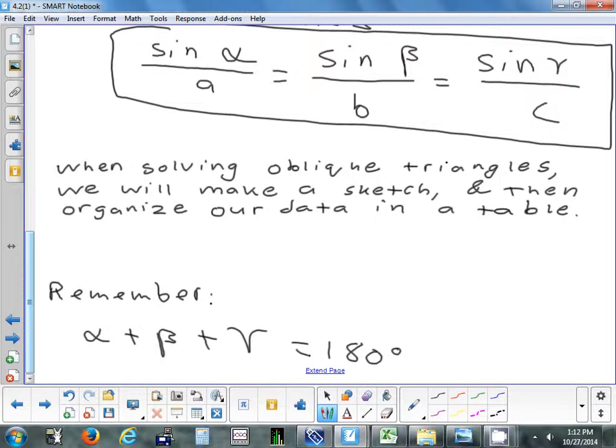So that's kind of the setup of what we're going to do and the law that we're going to use. And what we'll do is we'll try to do one of each type of the three types.